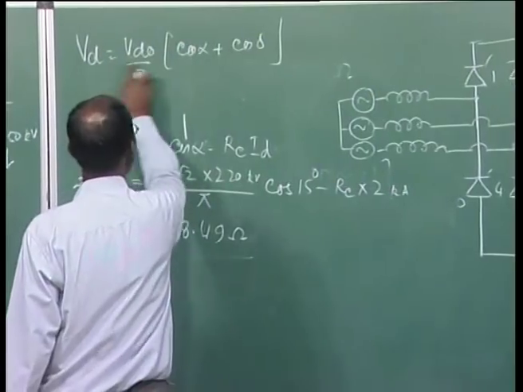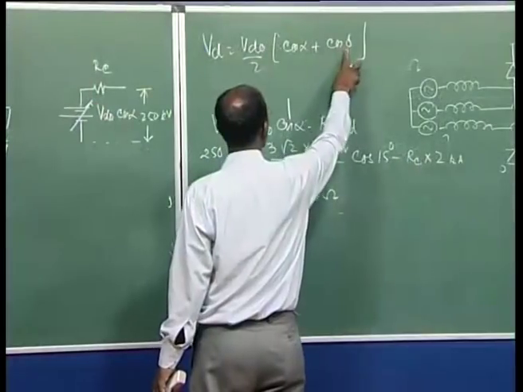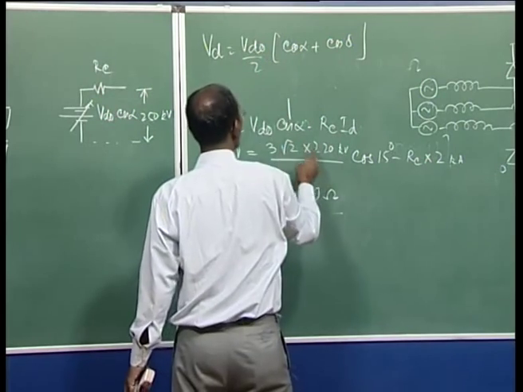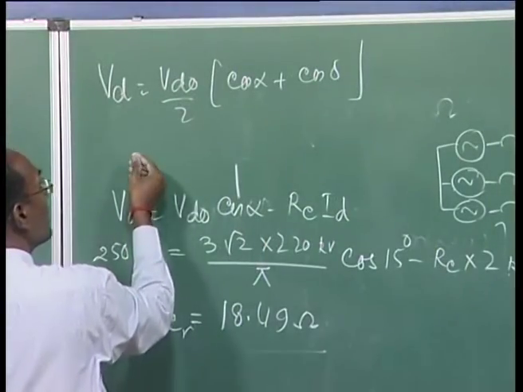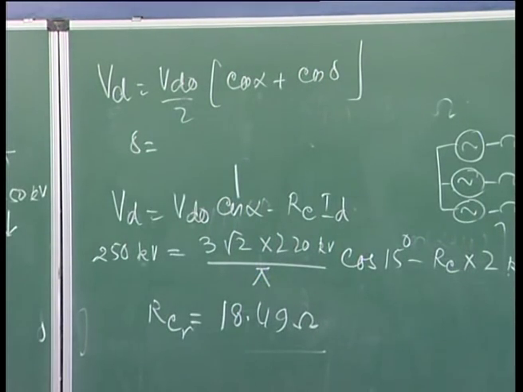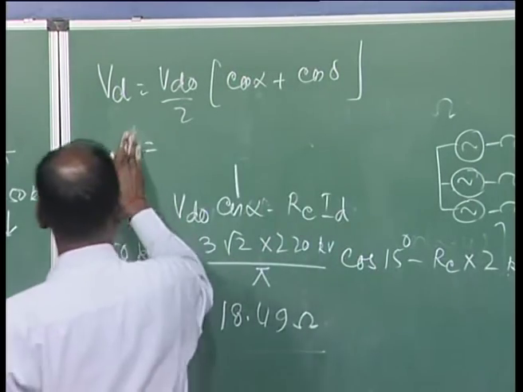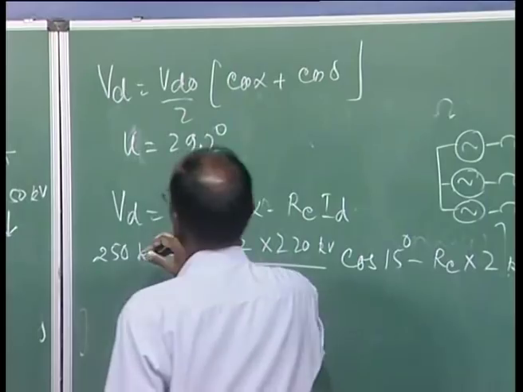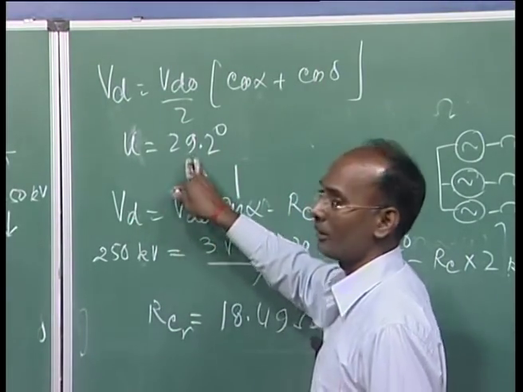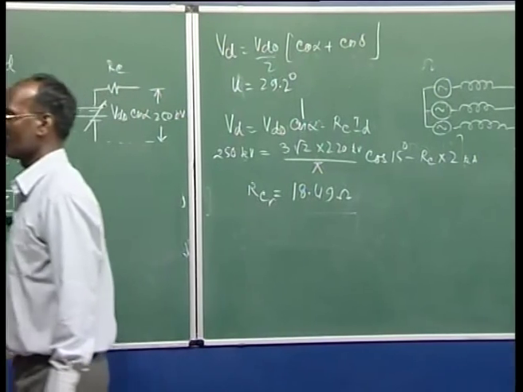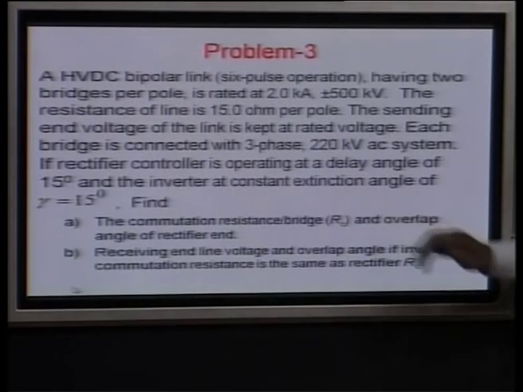And from this calculation, if you put this value here, 15 degree, here delta you want to calculate, the VDO you can put from here, and the VD is 250 kilovolt, and you will find delta as per my calculation here 29.2. Means basically U I am calculating, U is 29.2 degree, or you can say delta will be nothing but that at 15 degree here. So, this was part A of this problem.